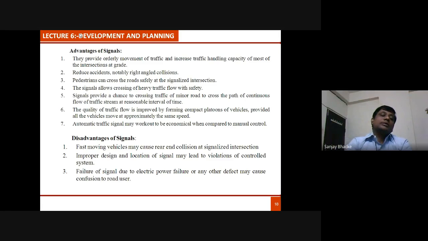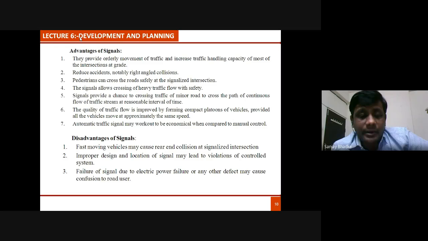Then what are the disadvantages of signal? We know that for everything there is some advantage and disadvantage. If we're thinking about the disadvantages of signal, improper design and location of signal may lead to violation. Failure of signal or any electric power failure may cause confusion, and there may be chances of accident. So these are some disadvantages of signal.